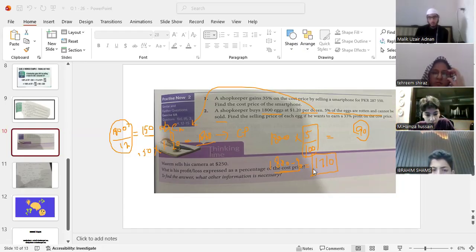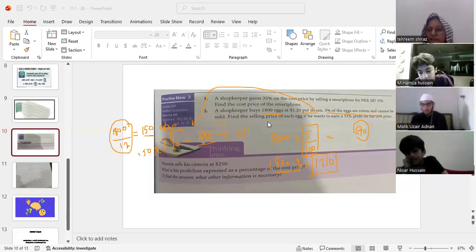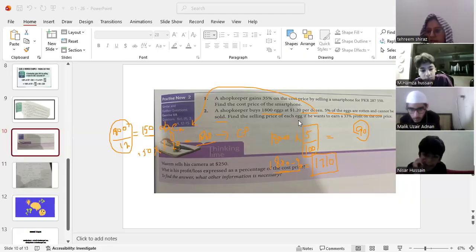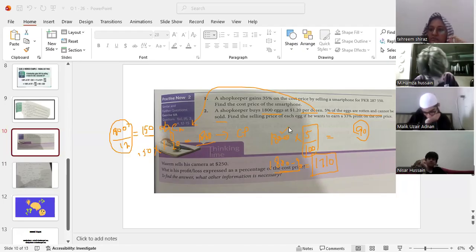Okay, now coming towards the next part of the question, where he said, find the sales price of each egg if he wants to earn 33% profit on the cost price. If he needs to know how much profit he can earn, he needs to earn actually 33% profit on the cost price. And what was the cost price? The cost price was 1800. On this 1800 he needs to earn some profit. He said, tell me what will be the sales price if I need to earn 33% profit.